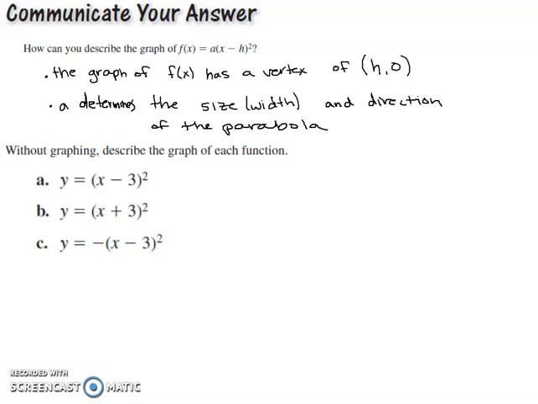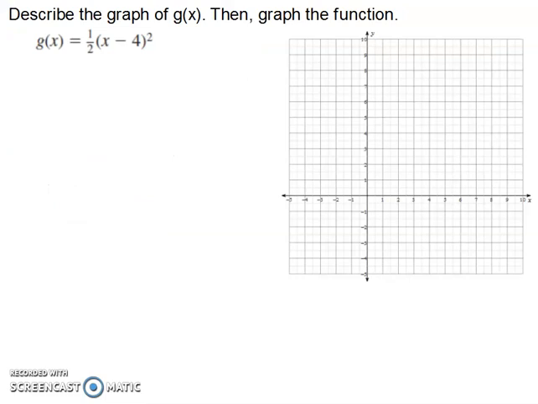So some ideas that I wrote down are that the graph of f of x has a vertex of h, 0, and a determines the size, in other words the width, and the direction of our parabola. To describe the three graphs below, I see that this will be the last one I walk you through, and then I'd like you to practice the rest on your own. So this one will have a vertex where my x value is a positive 4 and that y value is 0. So my vertex is at the point 4, 0.